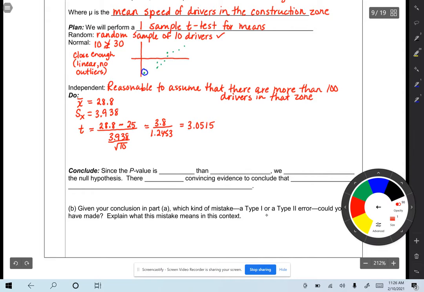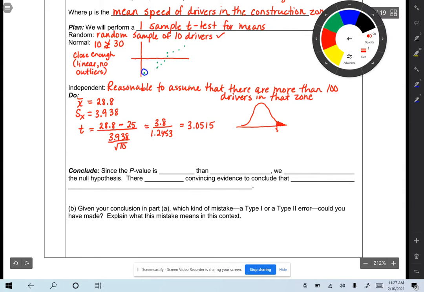So visually, here's a really bad, probably t-distribution. That's okay. Here's 3 out here. So this is a very small probability here. And so we are going to do a tcdf, and this is 0, just for reference.